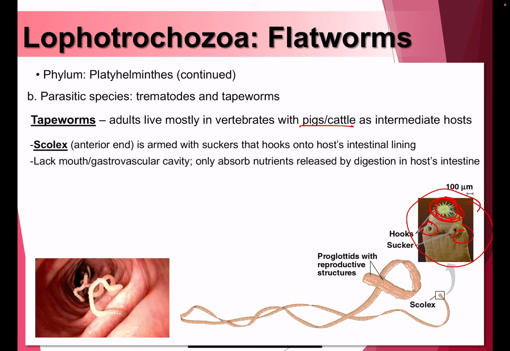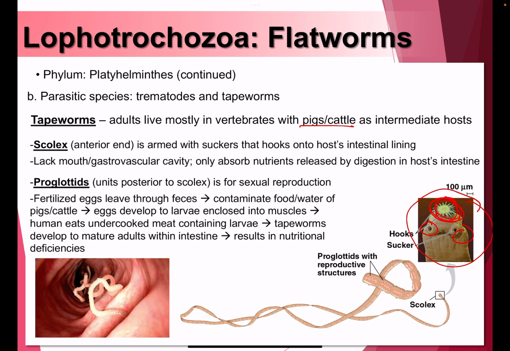Now, tapeworms do not have a mouth and do not have a gastrovascular cavity. They don't need those things because they don't need to capture prey and push it towards a mouth. All they do is absorb things that you eat, which are already in liquid form. So all they need are those suckers for taking nutrients in from the digestive tract.